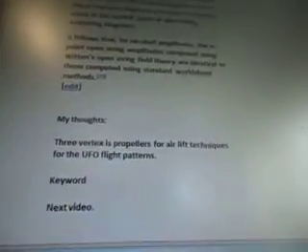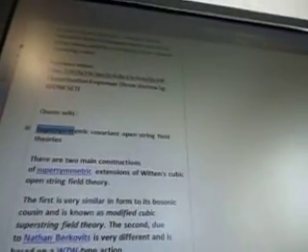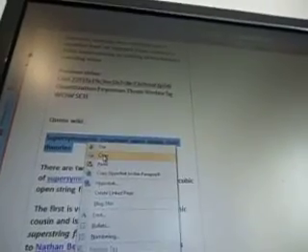My thoughts. The 3 vertex is propellers for airlift techniques for the UFO flight patterns. The keyword blank is in the next video. What did I do? Okay, so the next keyword is going to be supersymmetric covariant open string field theories.